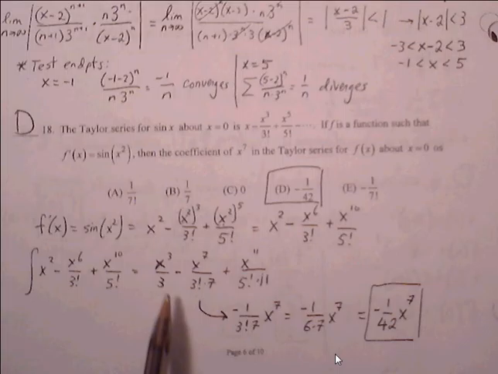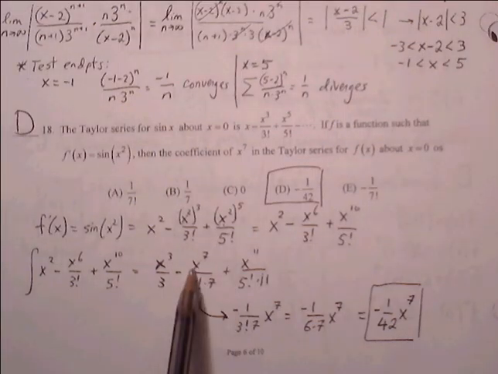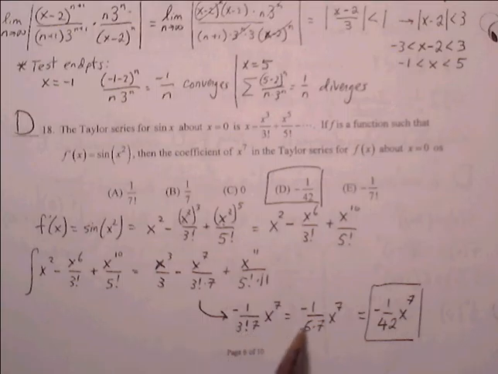And then we're just looking for the coefficient of what's attached to the x to the 7th. The coefficient for x to the 7th is 1 over 3 factorial times 7, or negative 1 over 42.